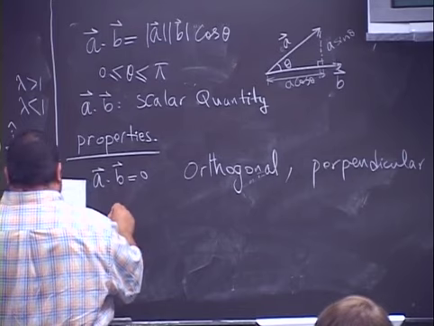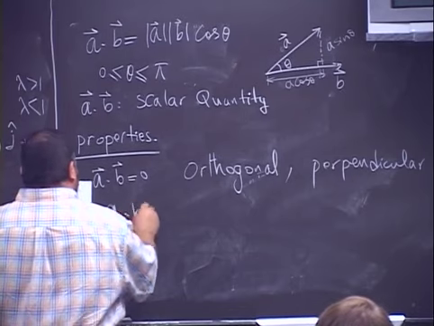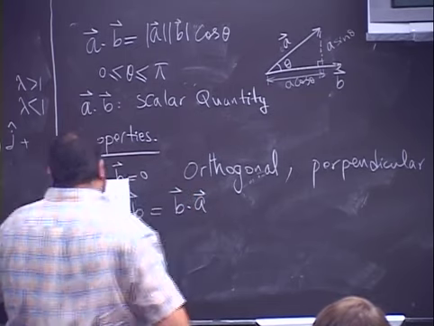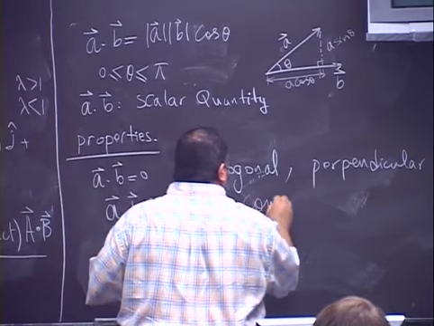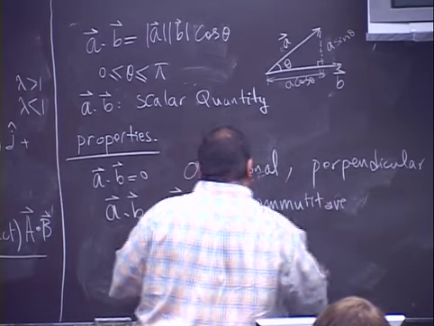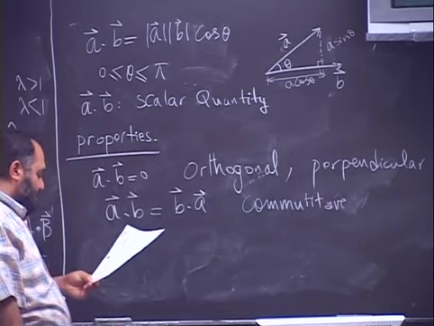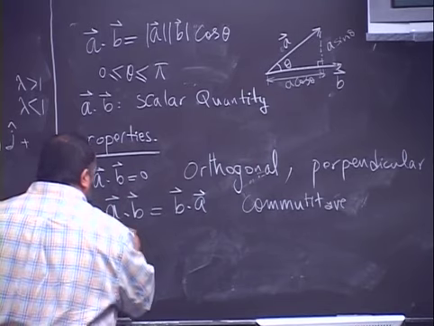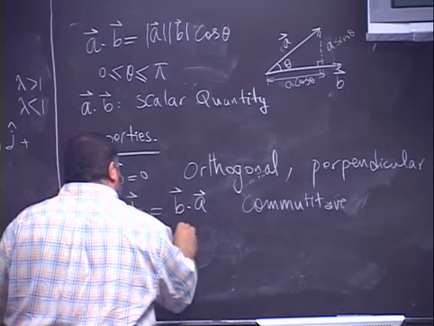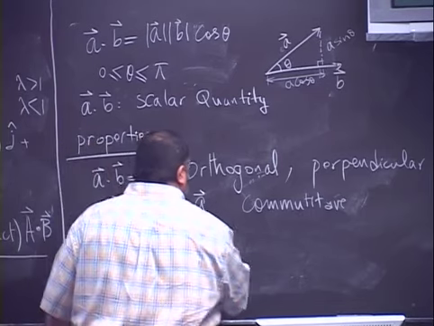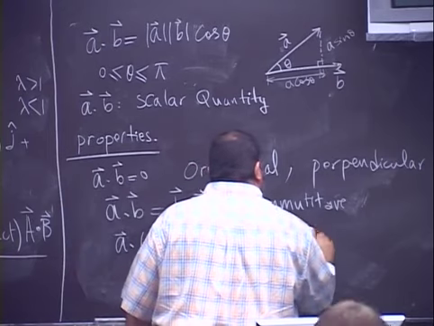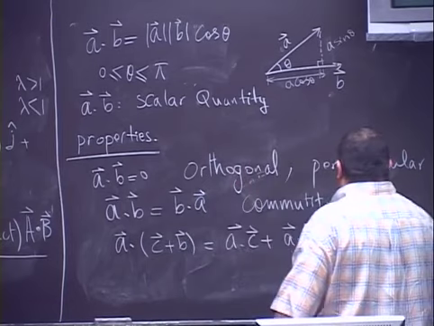The other property is A dot B is equal to B dot A, which is commutative. They are commutative. If we have A dotted with vector C plus vector B, this will be A dot vector C plus A dot vector B, and this is distributive.